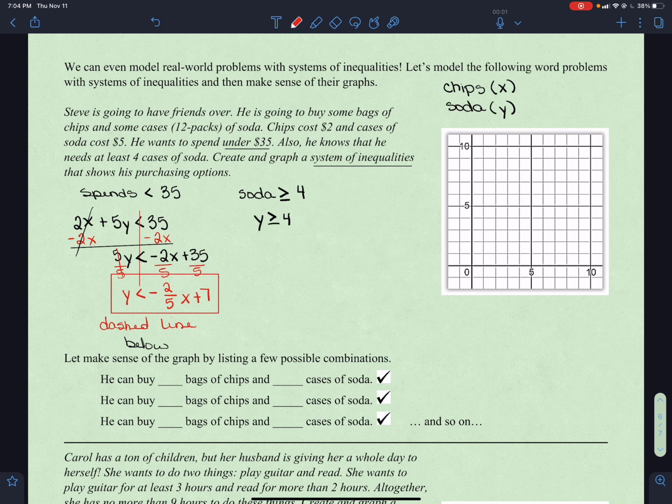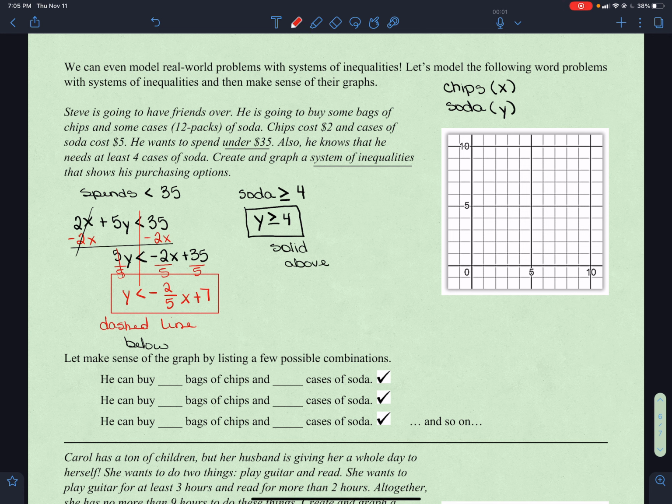This one here, there's no X value, which means it's going to be one of our special cases. So when it's just a Y and no X, it'll be a horizontal line. If it was just X and no Y, then it would be a vertical line. So this one here, this is our equation. Y is already by itself. So this one here is going to be a solid line. And Y is going to be greater than 4, so we are going to shade above.